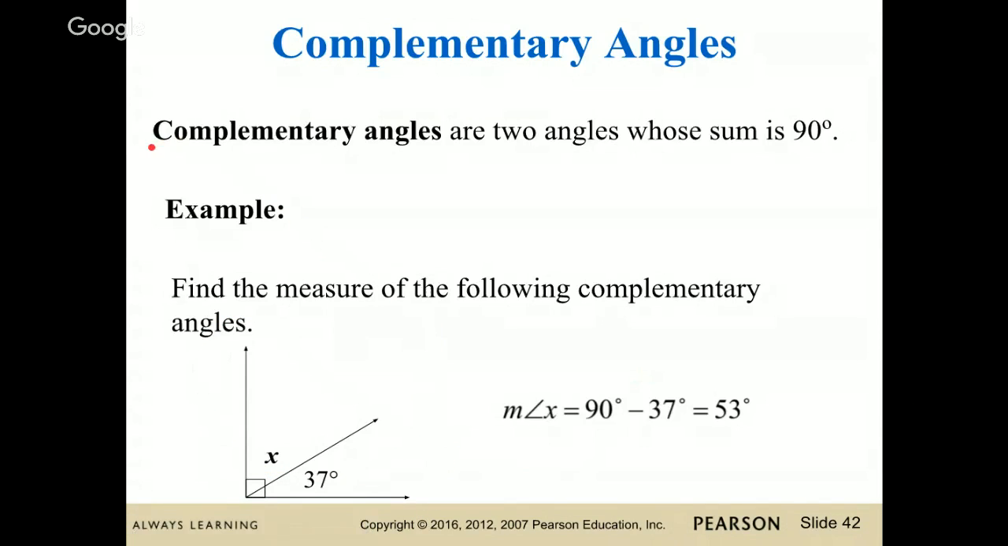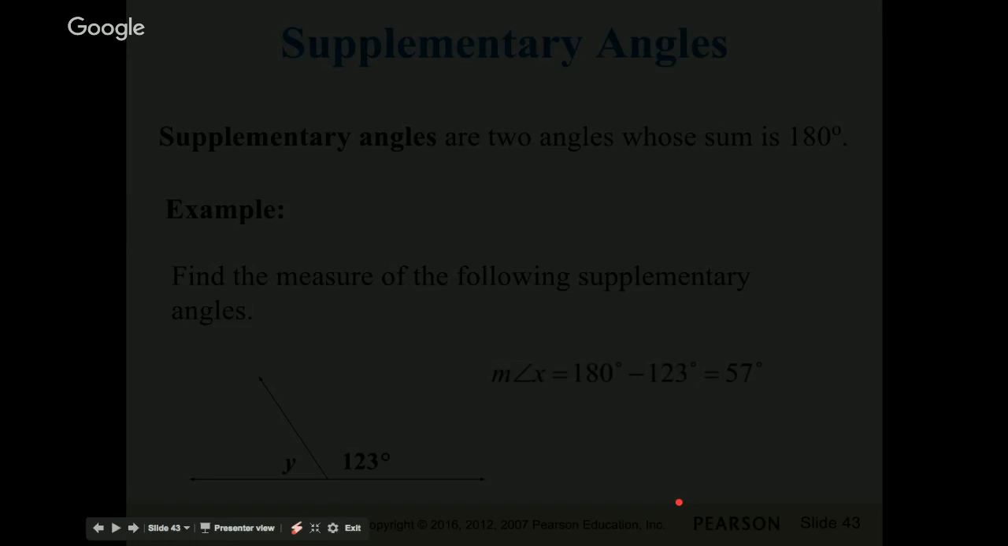One way you can remember that, you have complementary and supplementary. C comes before S. 90 is smaller than 180. Okay, the C goes with the 90 degrees. The C is smaller or closer in the alphabet than the S is, whatever works for you. Complementary is 90. All right, so if you have a 37-degree angle, and you know this is a complementary angle and you need to find x, you can take 90, subtract 37, and it will give you the measure for your angle x of 53.